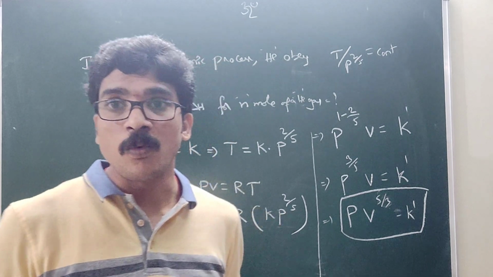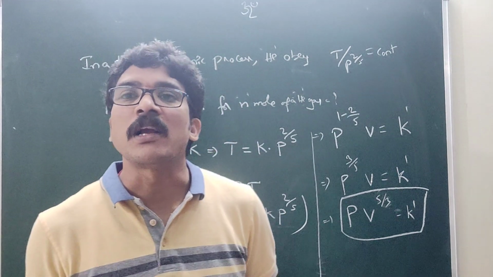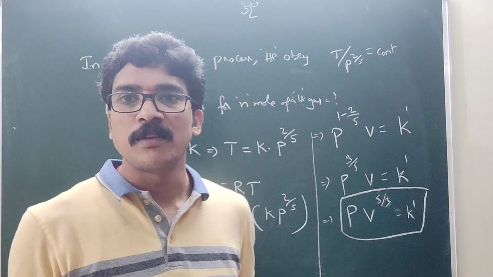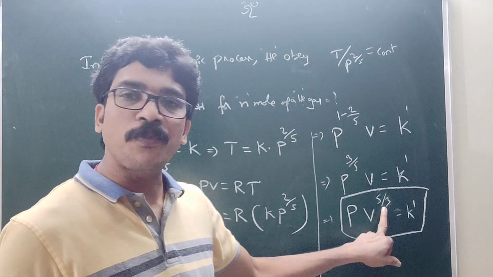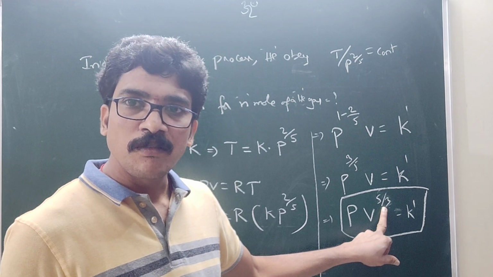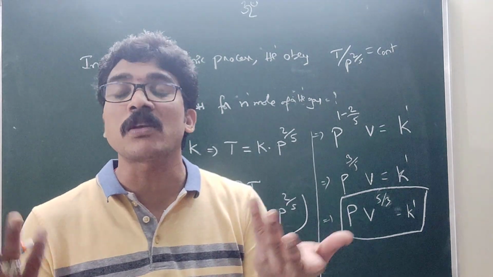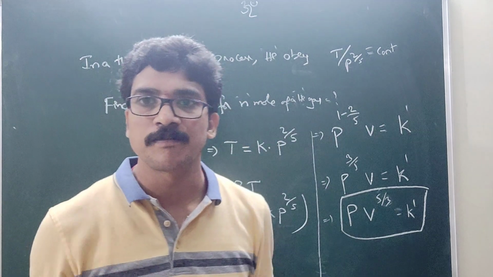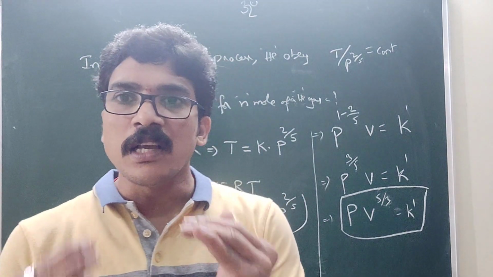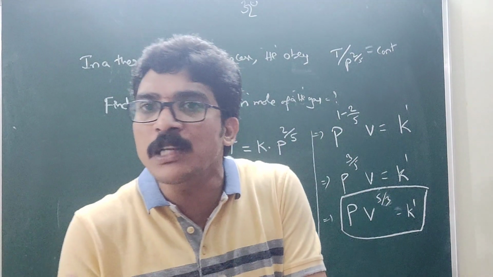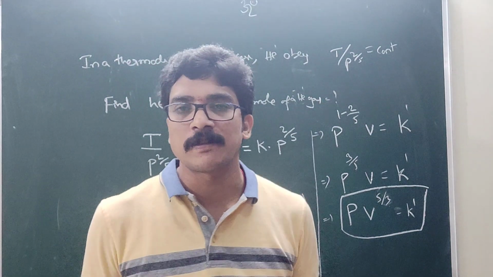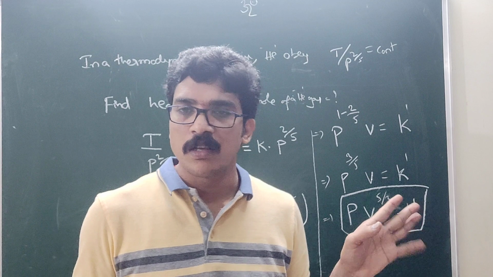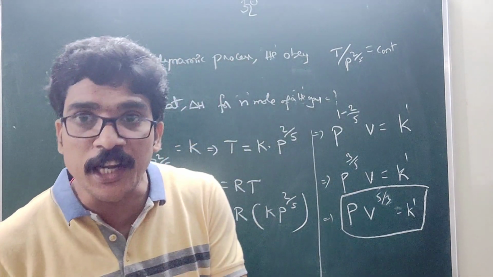We know for helium the gamma value is 5 by 3, since it is a monoatomic gas. So here also 5 by 3 is there. Therefore the process is adiabatic. PV power gamma is equal to constant is possible only in an adiabatic process for helium.